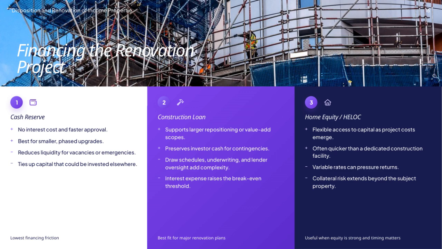This type of financing works best for major renovation plans where the scale and scope justify the added complexity. Lastly, home equity lines of credit or HELOCs offer flexible access to capital as costs emerge during the project, and they're often quicker to secure than traditional construction loans. However, variable interest rates can impact your returns, and using home equity means your collateral risk extends beyond just the property being renovated. HELOCs are particularly useful when you have strong equity, and timing is critical. Each of these financing options has a distinct role depending on the size and urgency of your renovation project. So it's important to weigh these factors carefully to choose the best fit.